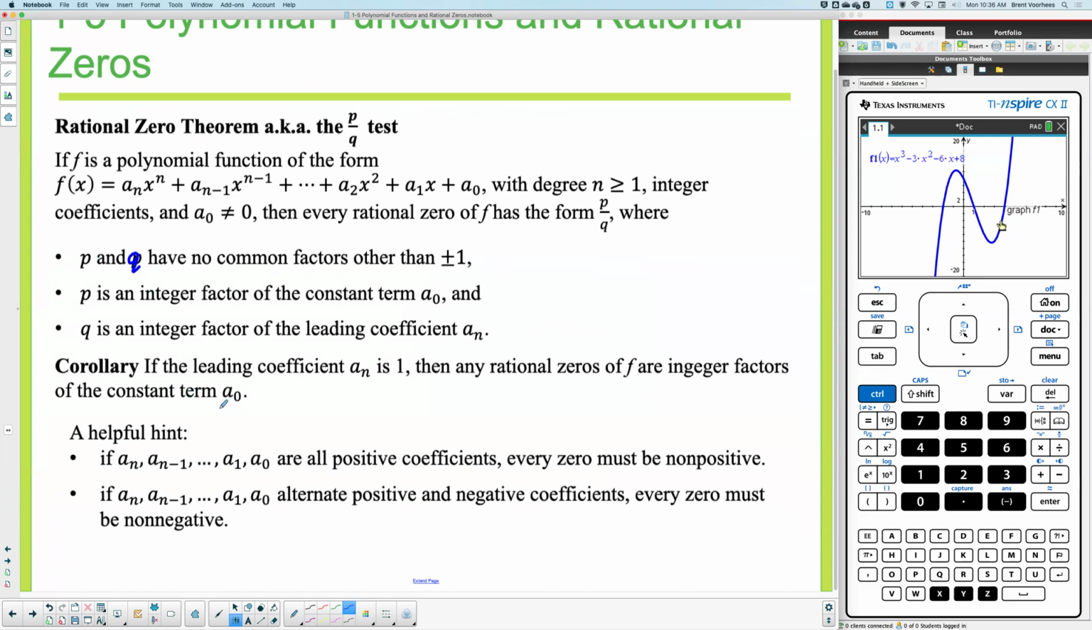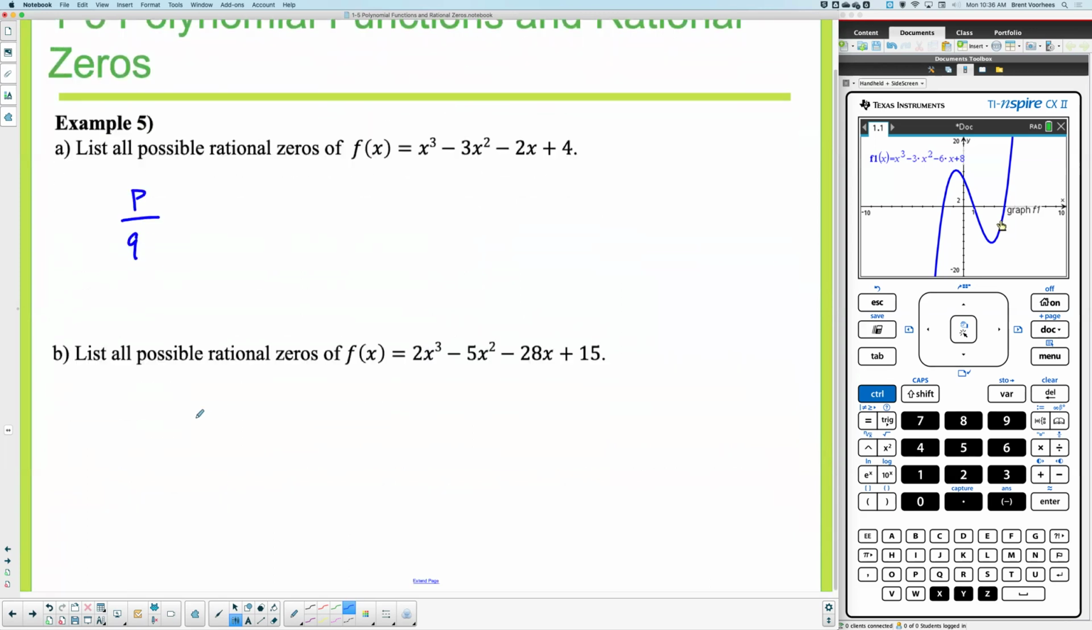Now, what's the PQ test telling you? It says this. If you write out what value is P, P is your very last term. Q is the coefficient in the very first term. What's the coefficient here? 1. What this is saying is if you find all the factors of 4 and divide them by all the possible factors of 1, you'll have all the possible rational places, that means something that can be written like a fraction, that you could have a 0.